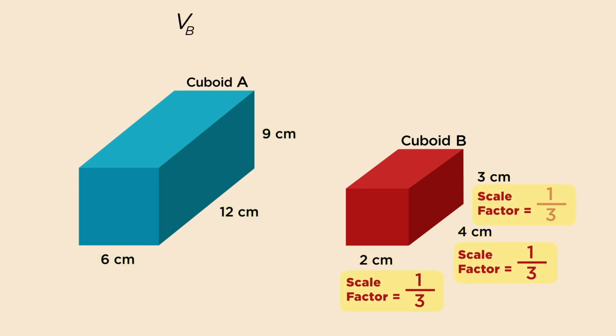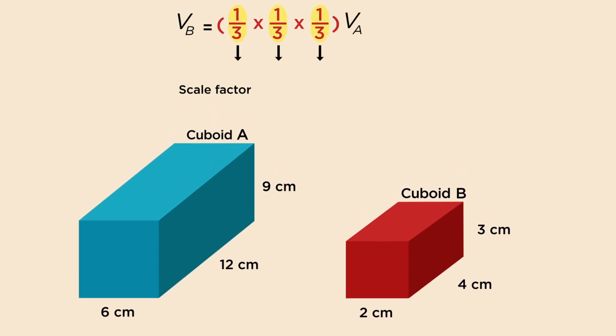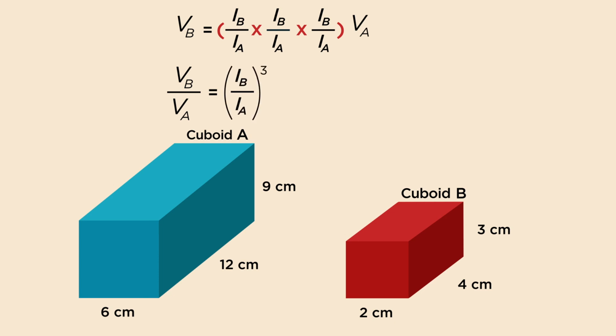The volume of B is actually 1/3 times 1/3 times 1/3 times the volume of A. Like before, each of these here represents the scale factor, which also represents the ratio of the corresponding sides. So we can easily rewrite this expression by replacing the 1/3 with the ratio of the corresponding sides. And notice, we are multiplying the scale factor by itself 3 times, so the ratio of the 2 volumes is equal to the ratio of the corresponding sides cubed.